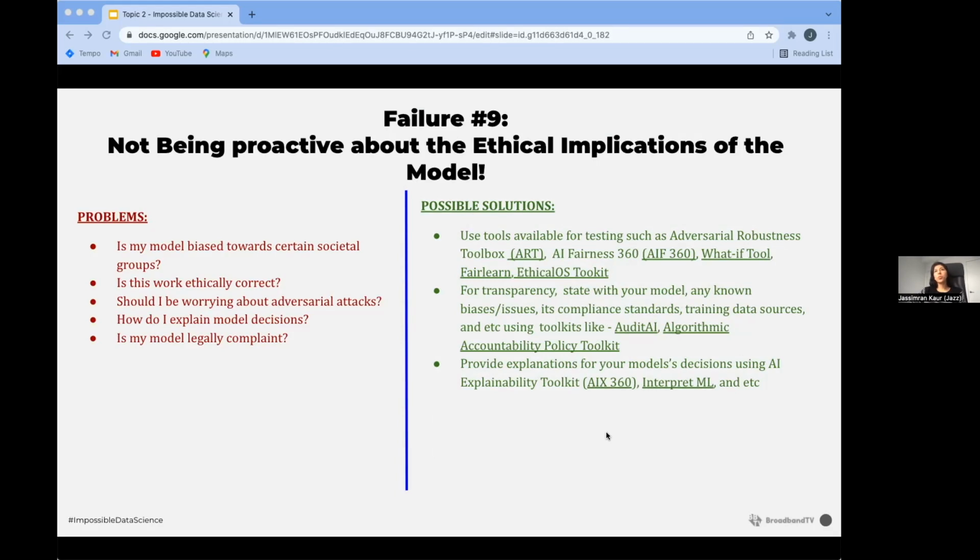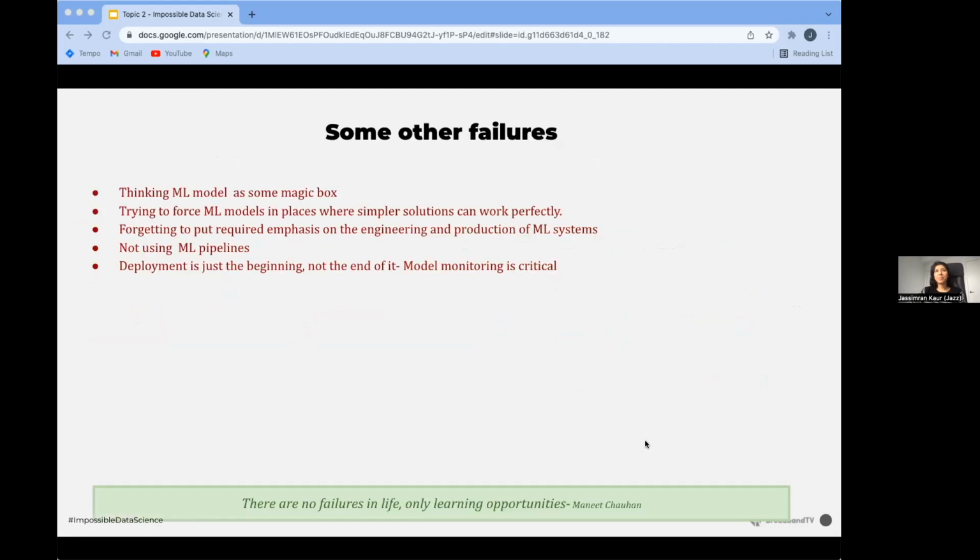So use toolkits. I've listed a few things here, and I personally have contributed back to AIF 360 when I was at IBM Research. So it's a great tool, very easy to use. Definitely consider using them. You want to be transparent. You want to be legally compliant. You want to be able to explain the decisions. You want to be ethically on the good side.